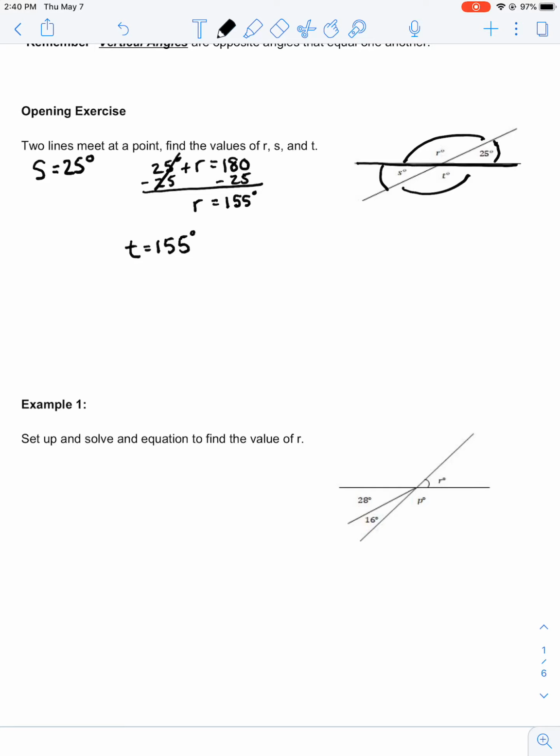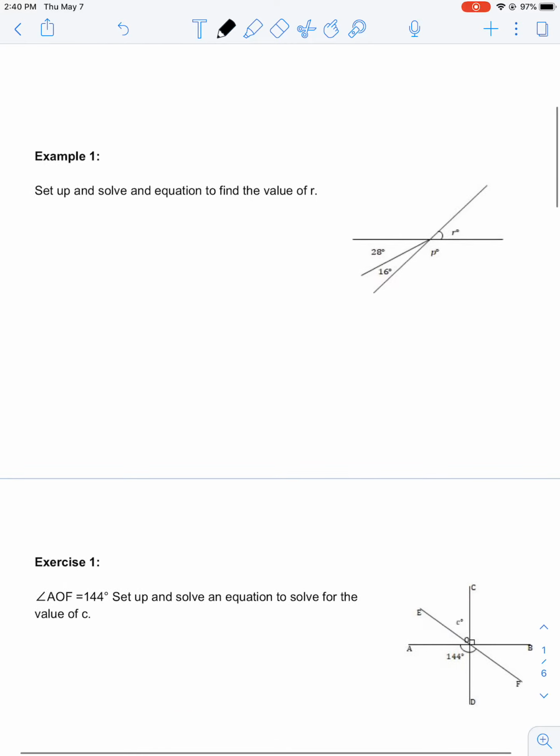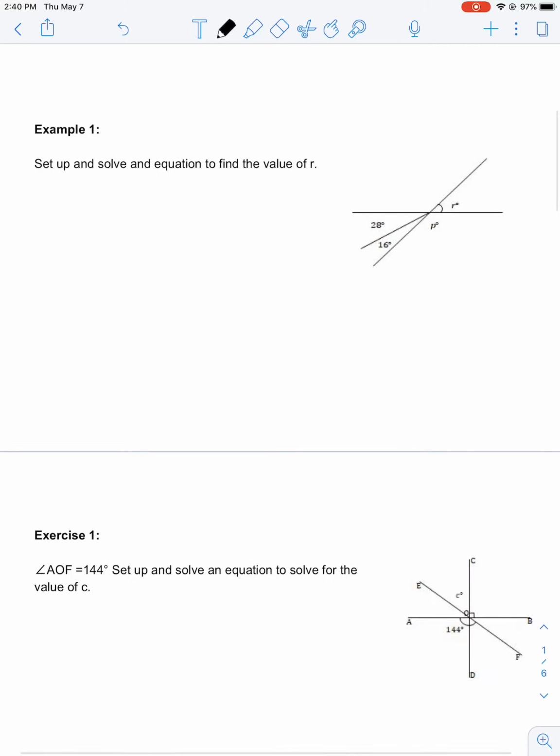Our next problem is example 1. So we are going to set up and solve an equation to find the value of R. R here is vertical to these two angles here. So therefore, R equals 28 plus 16. Therefore, R equals 44 degrees.